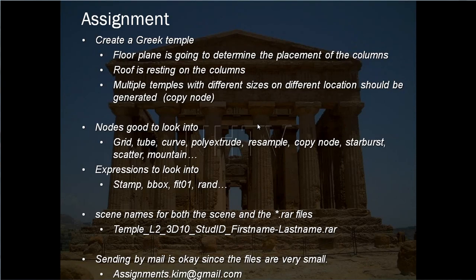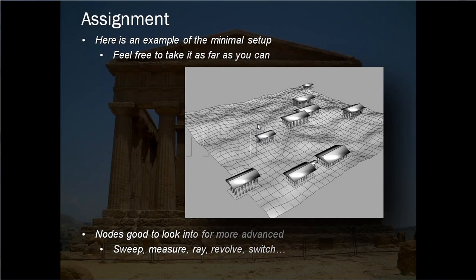So the assignment is going to be a Greek temple. The floor plan is going to determine the placement of the columns. You can read everything yourself. I'm just going to leave it over here, and you see all the things that you need to add. So take a good time to look at it. This is more or less the most basic version of what you need to achieve, something like this. And if you want, you can go much further. So this concludes the second lecture in procedural modeling.